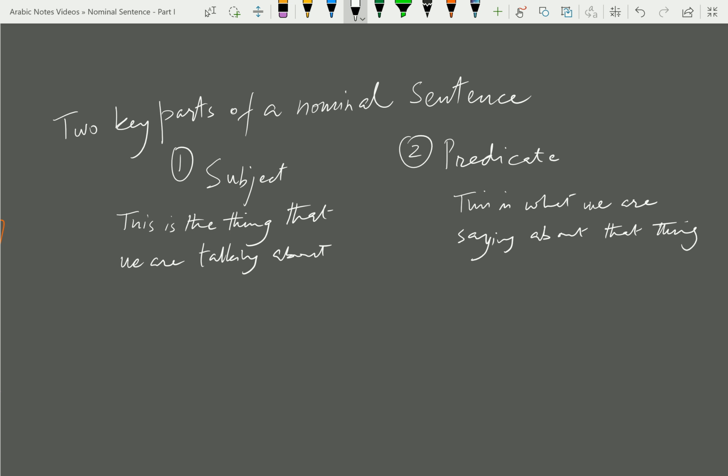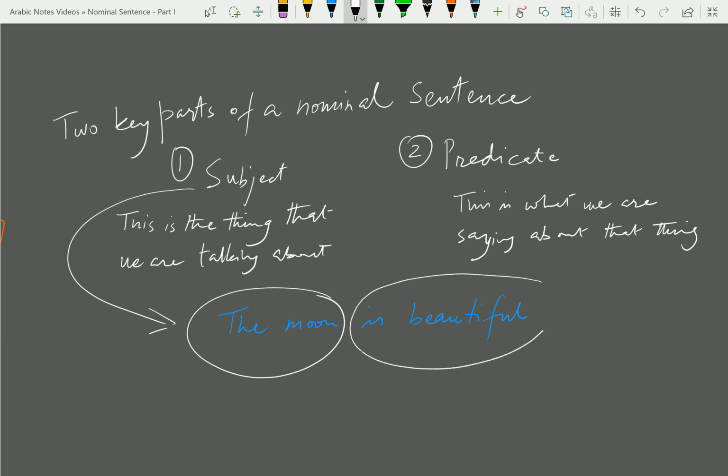Okay. Let's look at an example to really understand this concept. The moon is beautiful. Okay, I need to work on my spelling here. So what are we talking about here? Well, we are talking about the moon. So this becomes the subject. And what are we saying about it? The fact that it is beautiful. So that is the predicate.